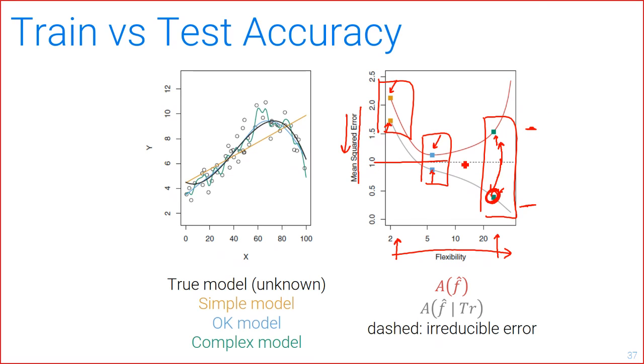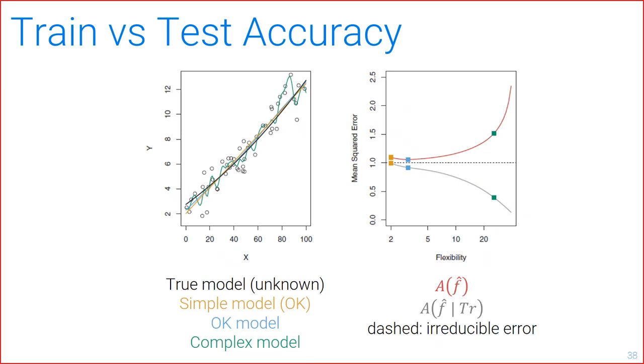And by the way, the dashed line here represents the irreducible error. So this is the best we could possibly do. So here we see the difference between training error and test error or accuracy. Let's see another example. Here we have essentially the same thing: a model that is simple, the orange one, the line, is actually quite okay because the reality is almost a straight line. Then we have the blue model that is a little bit twisted. It's not a straight line, and it's also an okay model.